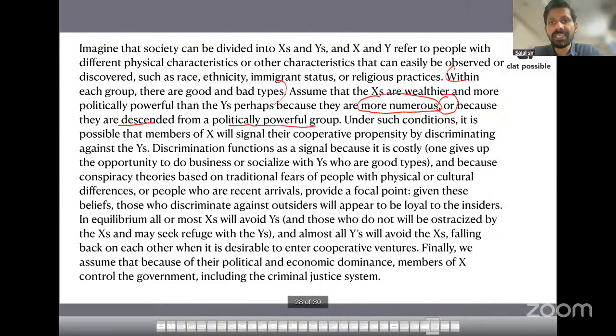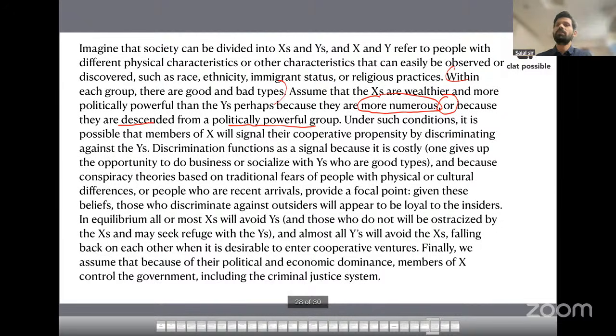Under each condition, it is possible that members of X will signal their cooperative propensity by discriminating against the Ys. Discrimination functions as a signal because it is costly. So discrimination is a signal and not really openly adopted. Signal to do what? Signal to show probably loyalty towards the group members. So it is costly. Why is it costly? One gives up the opportunity to do business or socialize with Ys who are good types.